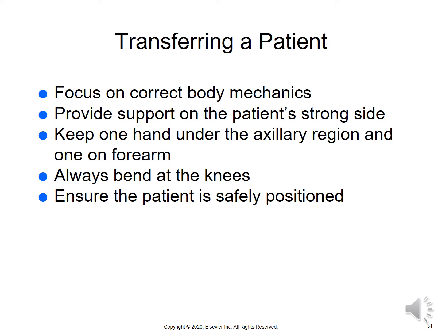Explain the procedure to the patient and ask for his or her cooperation and assistance. If one side of the patient is weaker than the other, always provide support on the weak side. Support the patient close to your body on the strong side with one hand under the axillary or armpit region and the other either grasping the patient's hand or holding the forearm. When bending, always bend at the knees and maintain the back's 3 natural curves, allowing for the leg muscles to help in lifting. Give the patient a signal and lift as the patient assists.